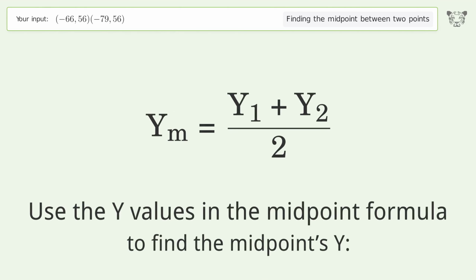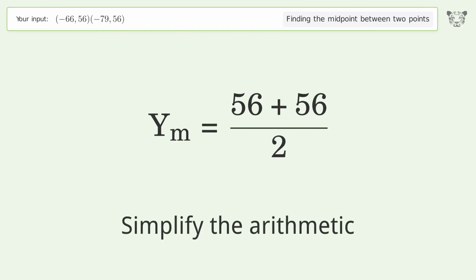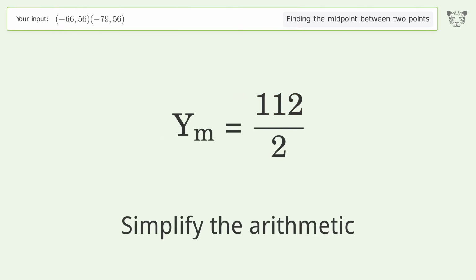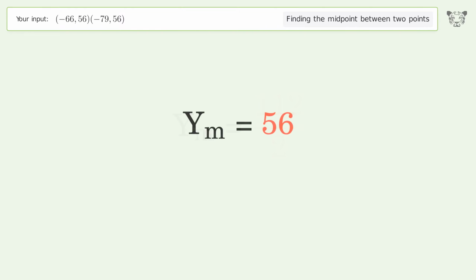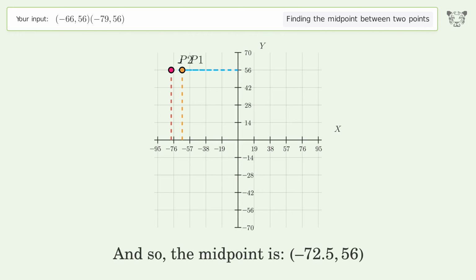Use the y values in the midpoint formula to find the midpoint's y. y1 equals 56. y2 equals 56. Simplify the arithmetic. And so, the midpoint is negative 72.5, 56.